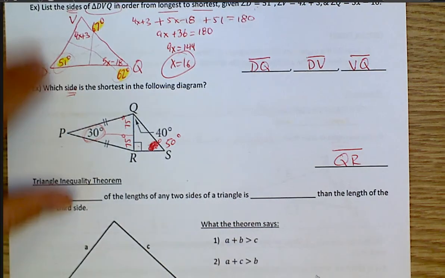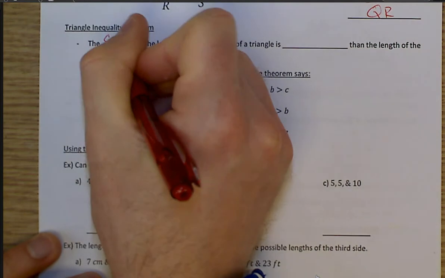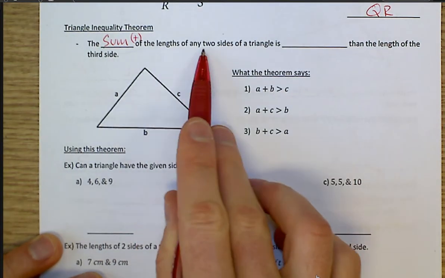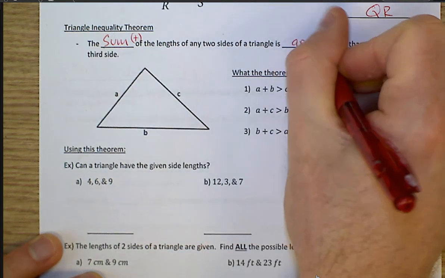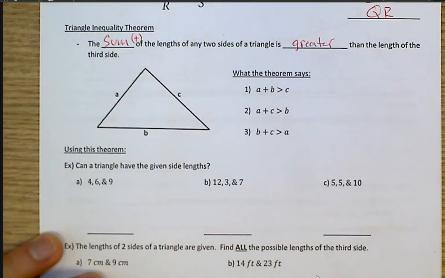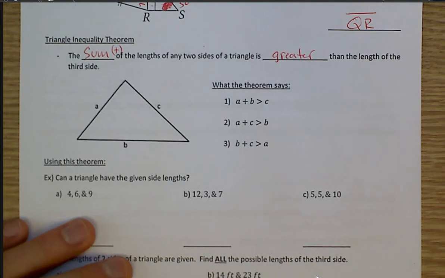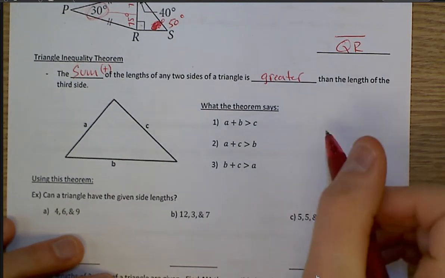Okay. Last thing from the notes is what's called the triangle inequality theorem. It basically says this: the sum, which means to add, of the lengths of any two sides of a triangle has to be greater than the length of the third side. Now, this should make sense to you. Let me show you an example of a situation where it doesn't work.